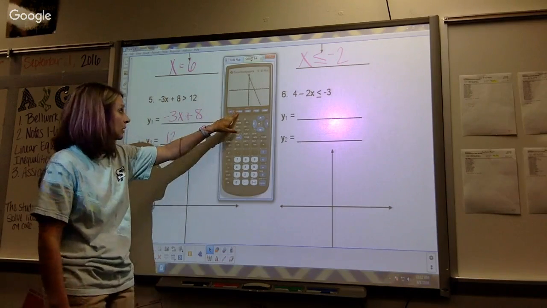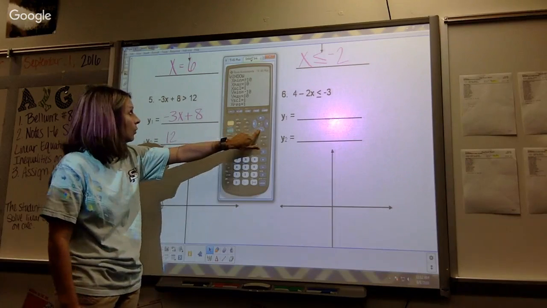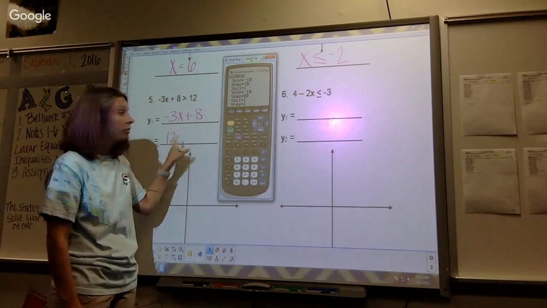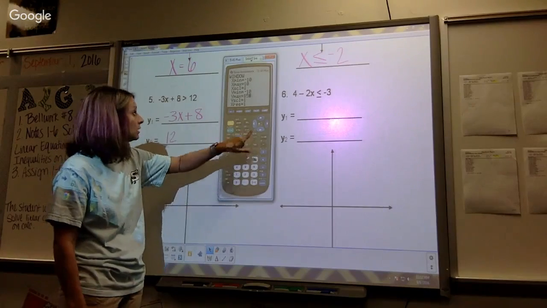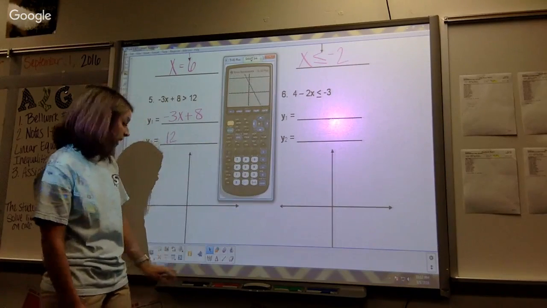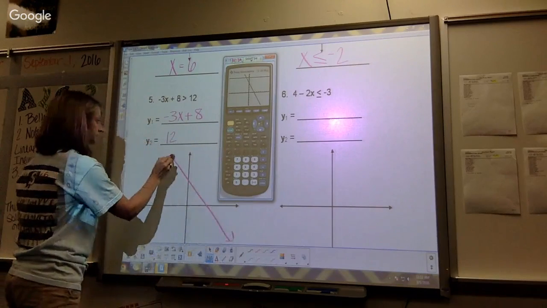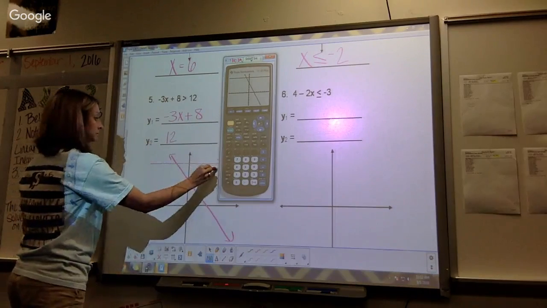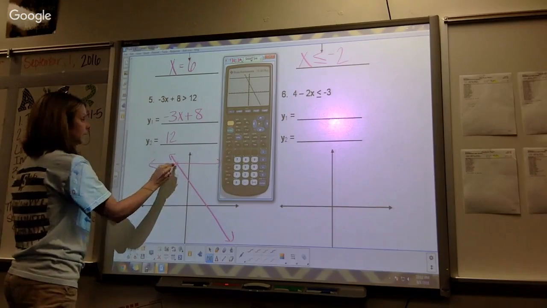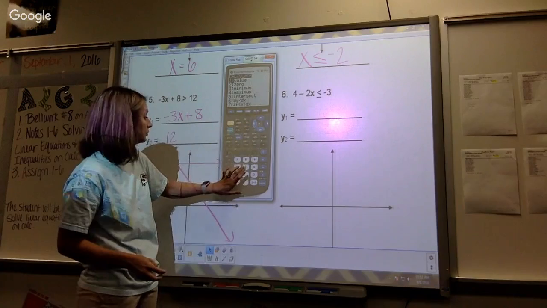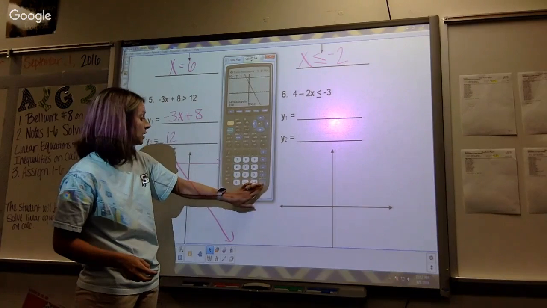So go back to your window. We're going to change the y max. It's at 10, but we need it to be at 12, so I'm just going to choose 15. Now notice we're able to see both of the lines. So I'm going to sketch it, and I'm going to find the point of intersection. So second, calc, 5. Press enter 3 times.